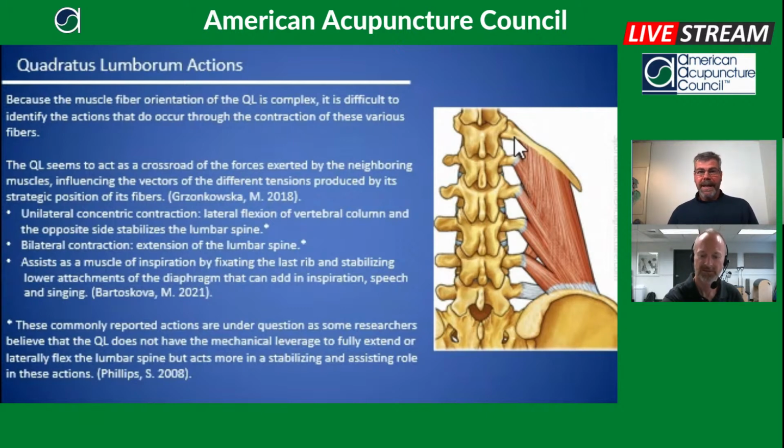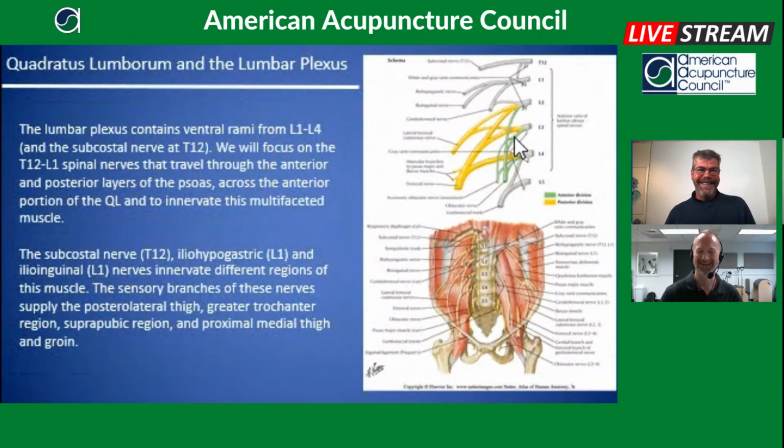Cool. Right. Boy, we talked about that slide for a long time. Yeah. So right, the quadratus, I'm sorry. Yeah, you're on still. Yeah.